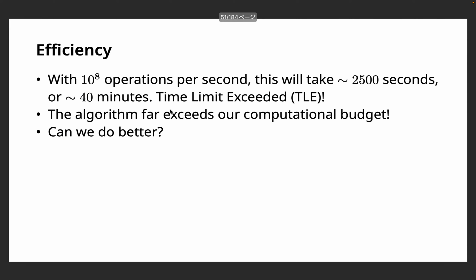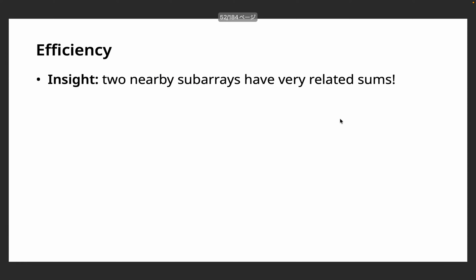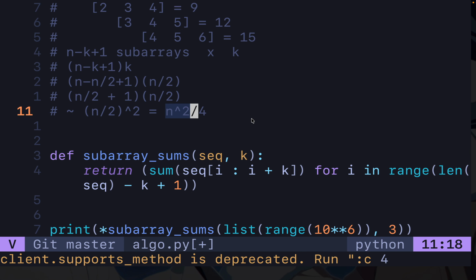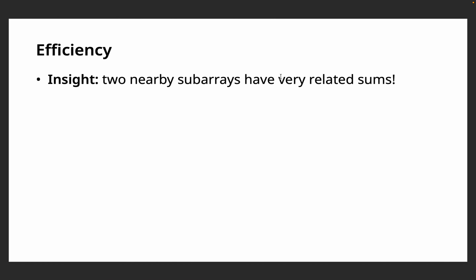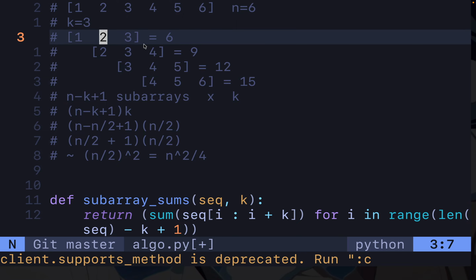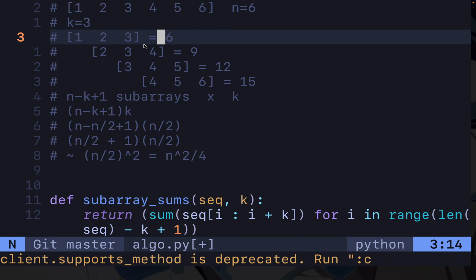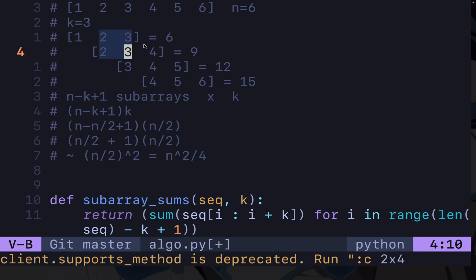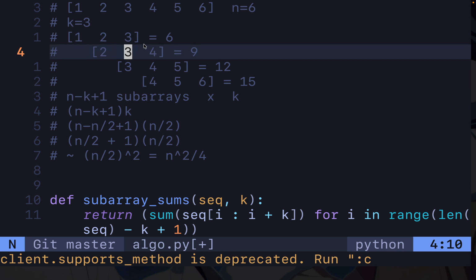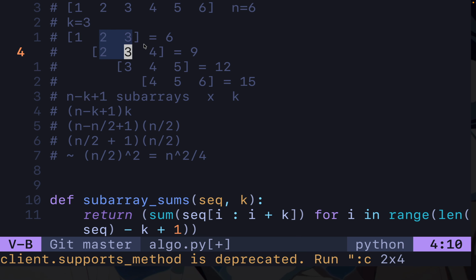Okay, so can we do better? Can we find a faster solution to this problem over here? So as it turns out, we can. And for that, the idea we have to use is that if we have two subarrays beside each other, they have very related sums. What do I mean by that? So here, you have this subarray, which has a sum of 6, and the next subarray has a sum of 9. If you notice here, these two subarrays, they do share the middle elements in common. So this 1, 2, 3 and this 2, 3, 4, both of them have the 2, 3 in the middle.